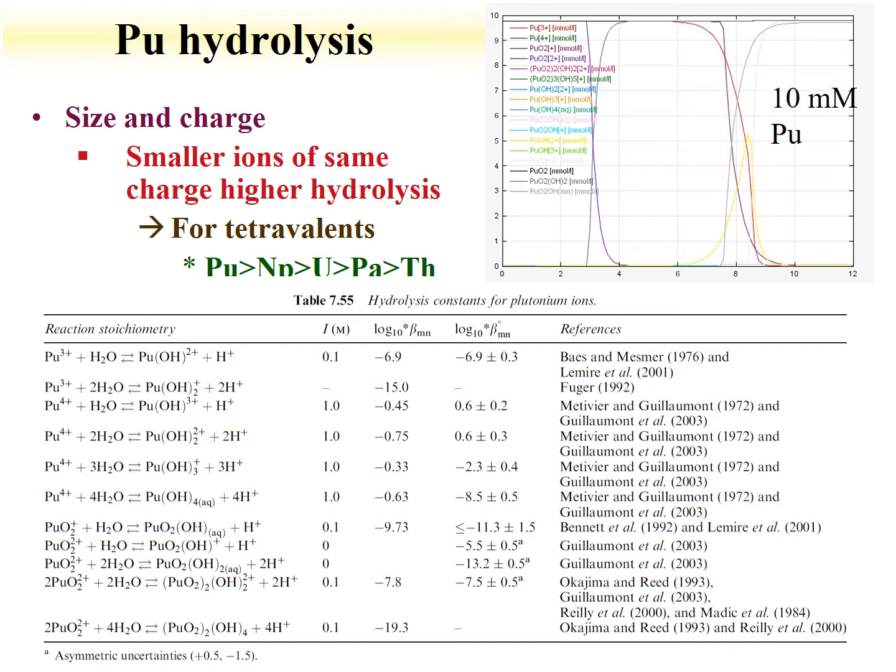Data for plutonium hydrolysis studies are available. The hydrolysis constants are listed here, and over here is shown, for different plutonium oxidation states, a chess calculation. But basically, plutonium is going to behave as other tetravalents or other metal ions, where the tetravalents are going to form the strongest hydrolysis complexes, and for the tetravalents, plutonium forms very strong hydrolysis complexes.